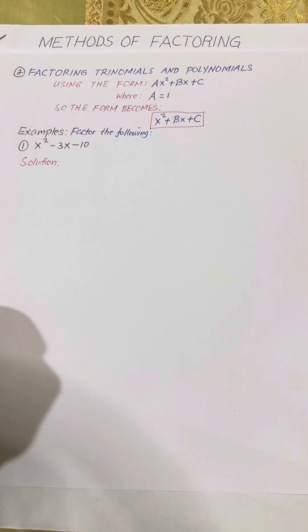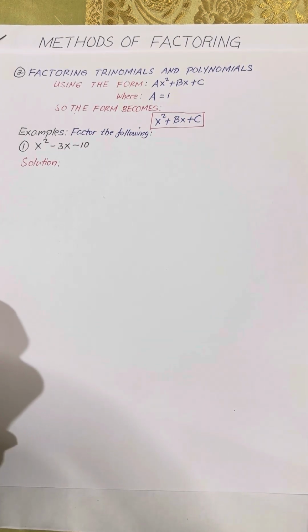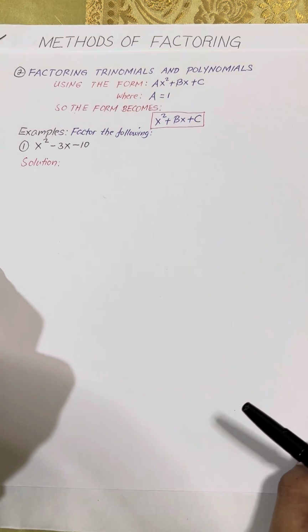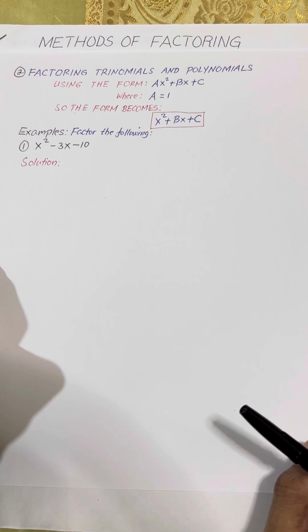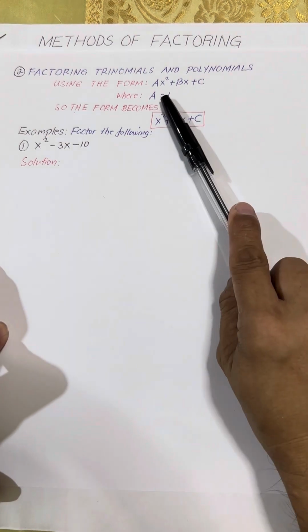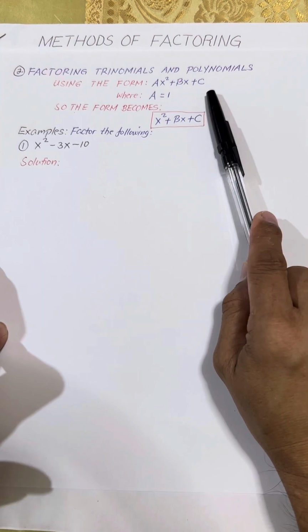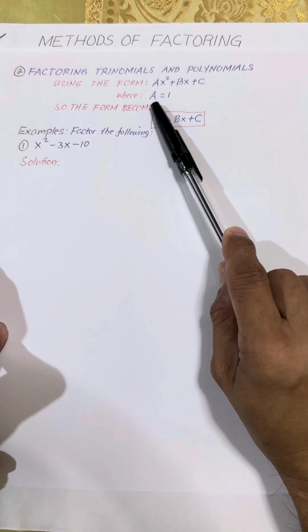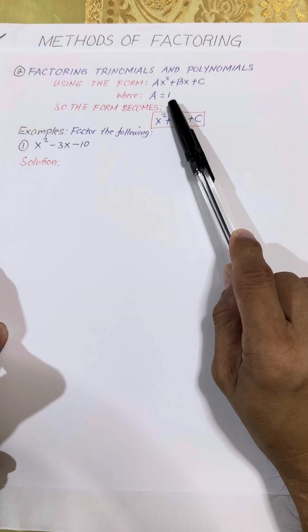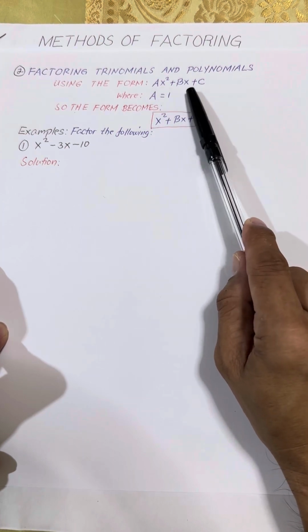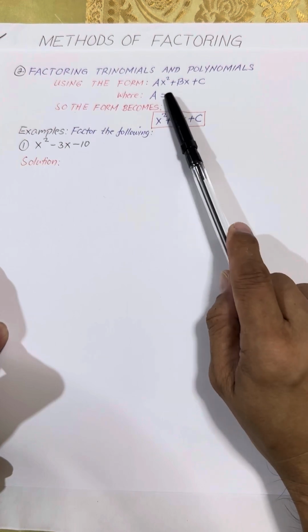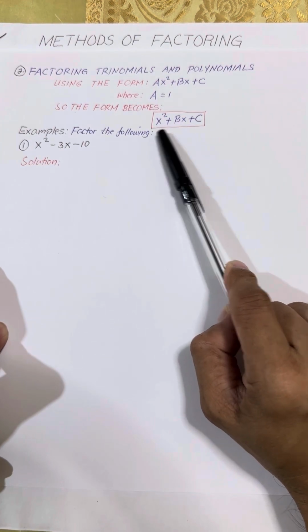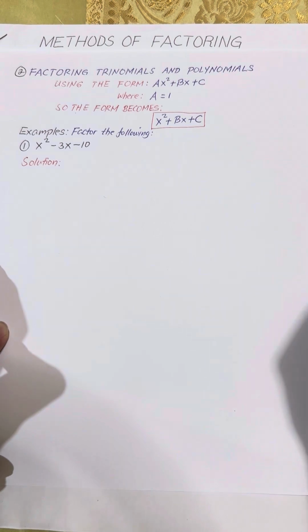Okay, let us now solve another problem. But this time we are going to use the other method of factoring. We call it factoring trinomials and polynomials using the form ax squared plus bx plus c, where a is equal to 1. So if a is equal to 1 from this expression, then the new form of the algebraic expression is something like this: x squared plus bx plus c.